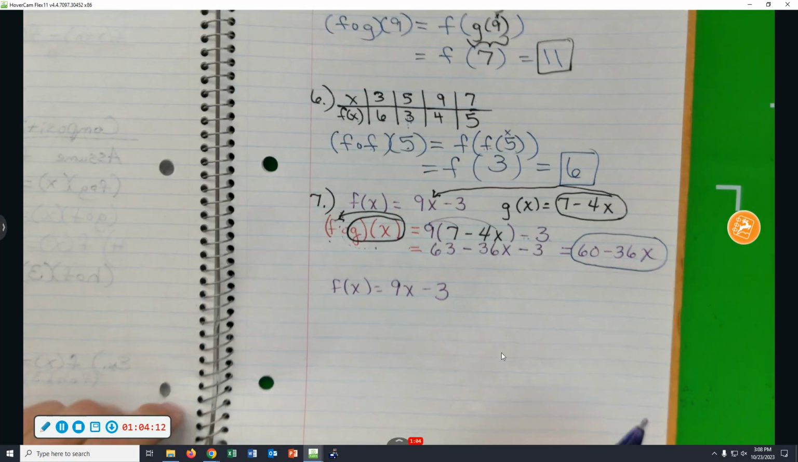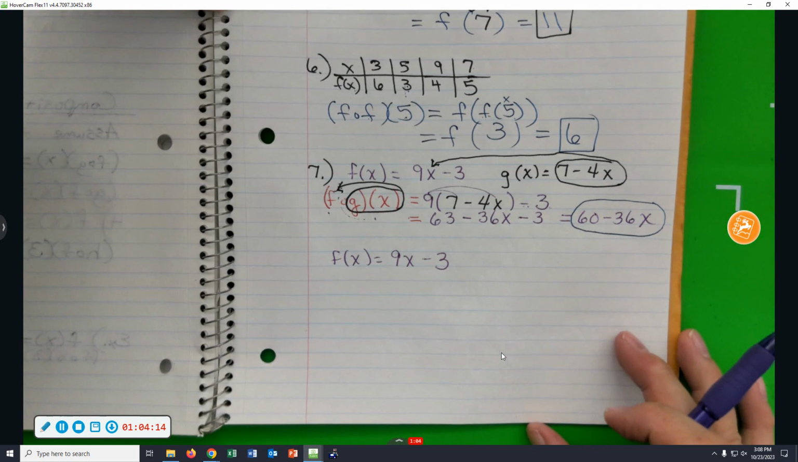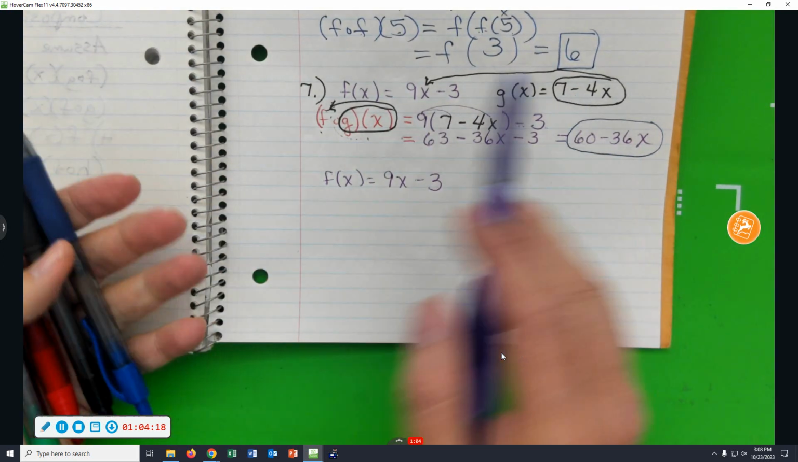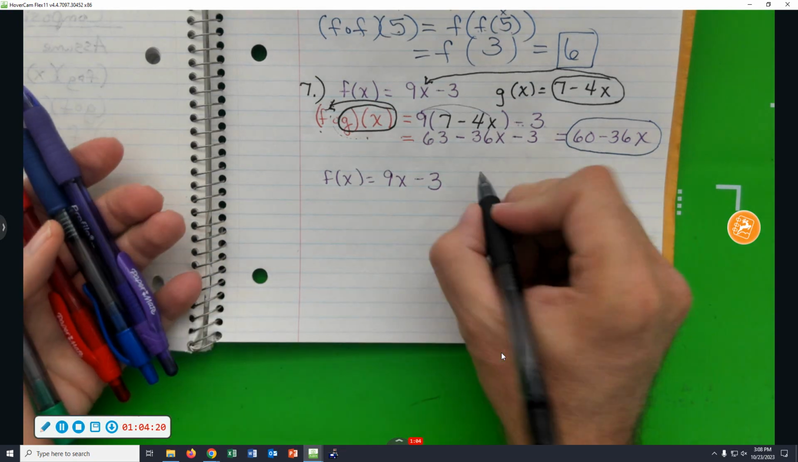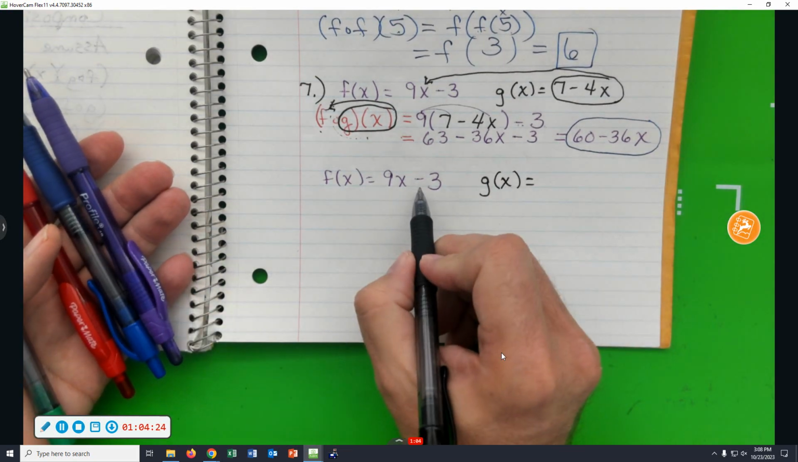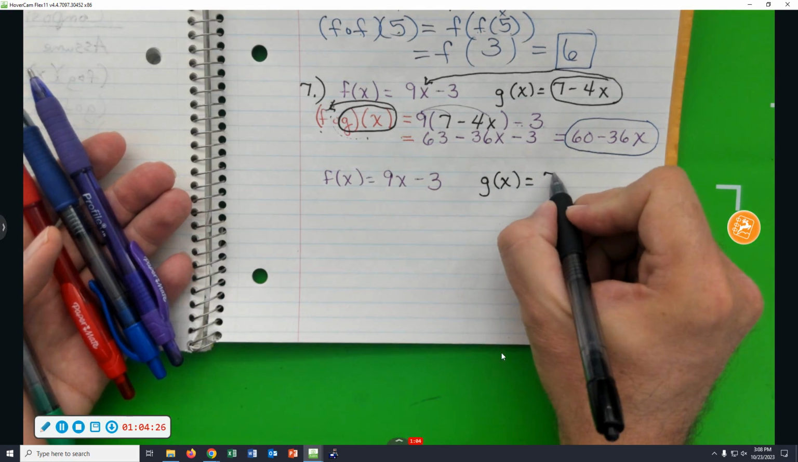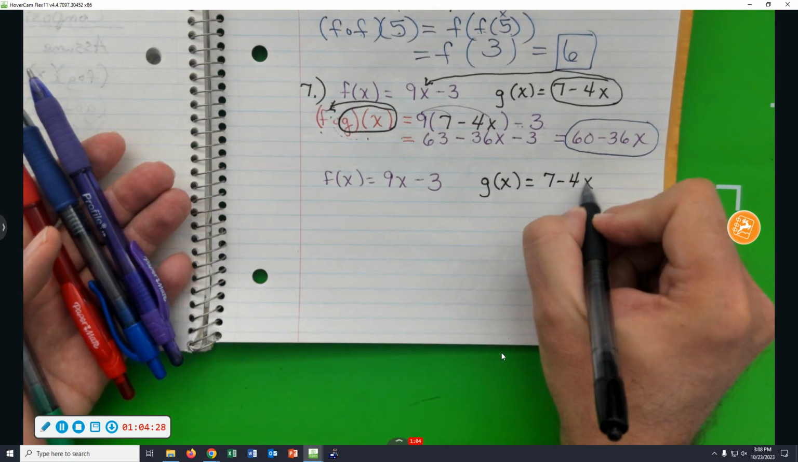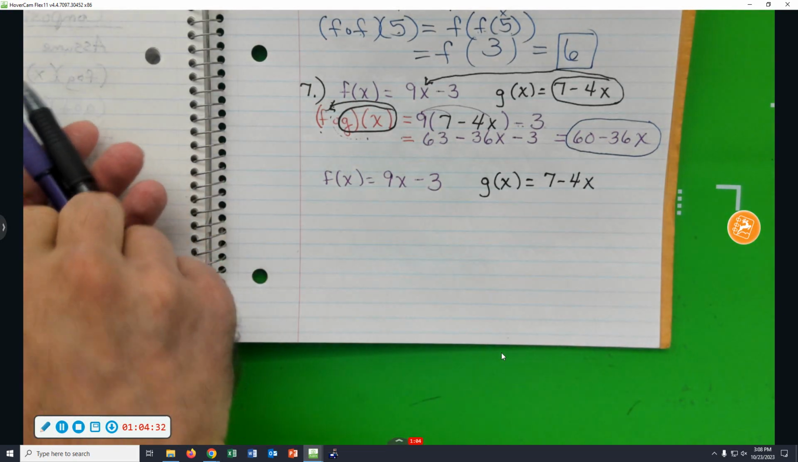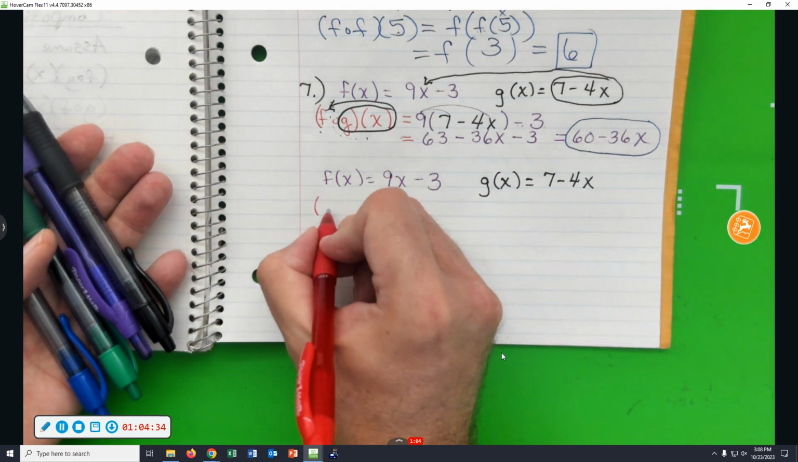Now I'm going to go ahead and rewrite these just so we don't have all those arrows there. F of x is 9x minus 3. G of x is 7 minus 4x. But this time we're trying to find golf x.